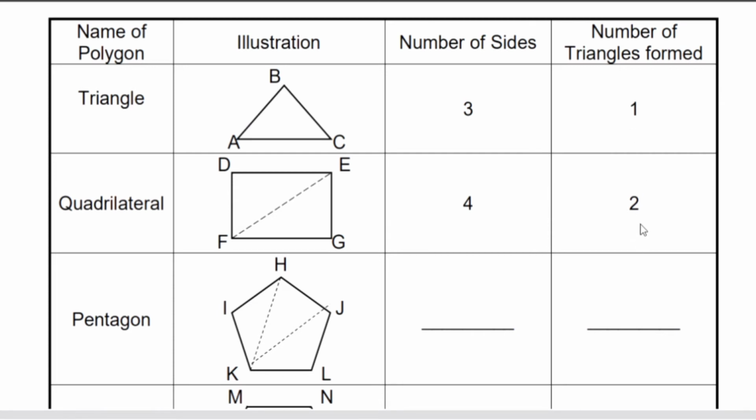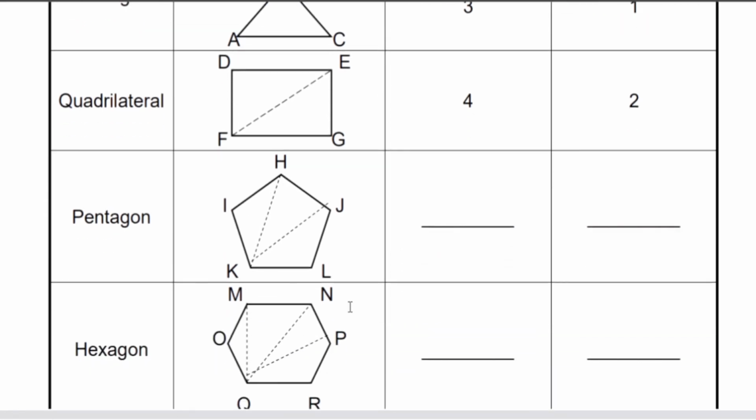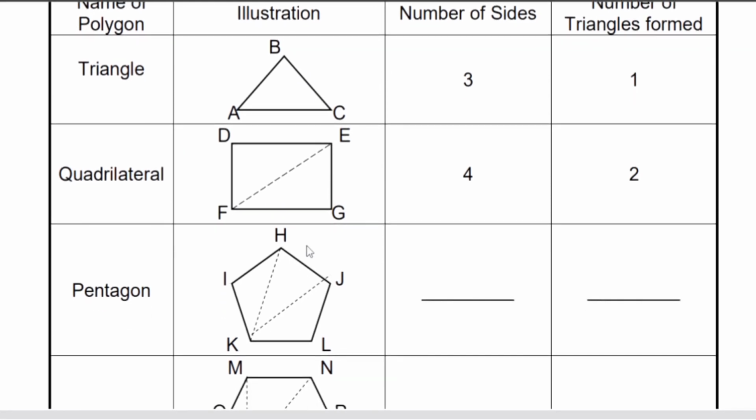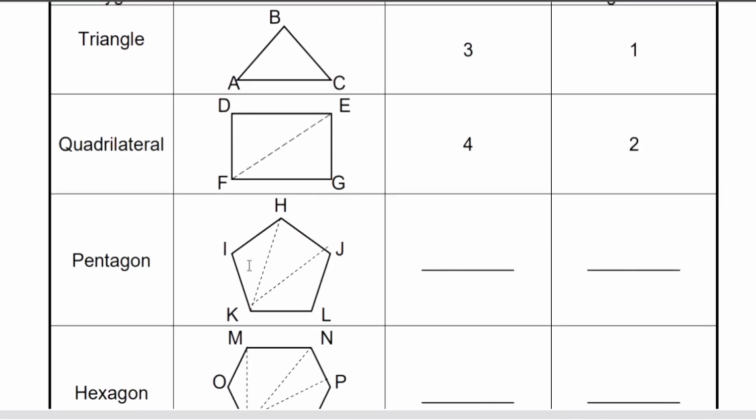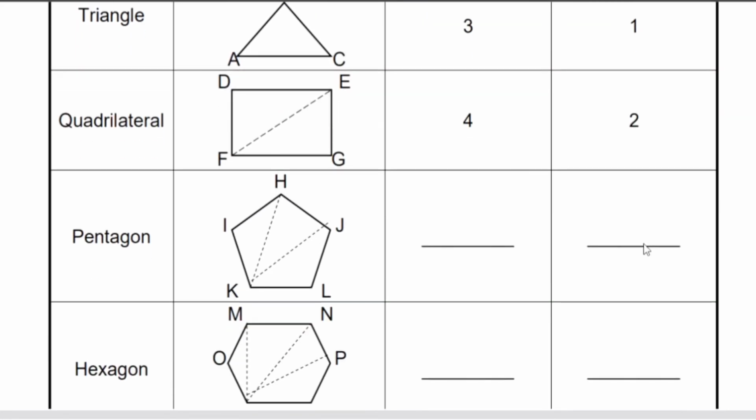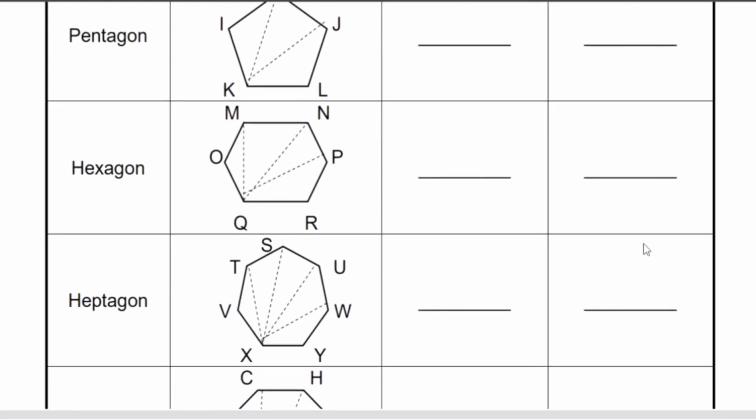The next one, we have pentagon. So this is the illustration of a pentagon. Pentagon has 5 sides. So we have 1, 2, 3, 4, 5 sides. And the number of triangles formed is, so we draw 2 diagonals inside the pentagon and form 3 triangles.